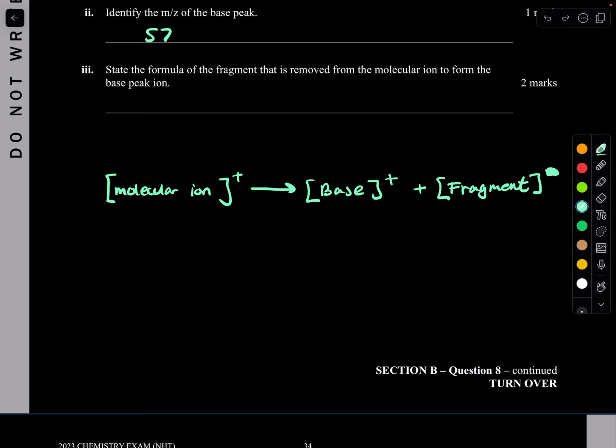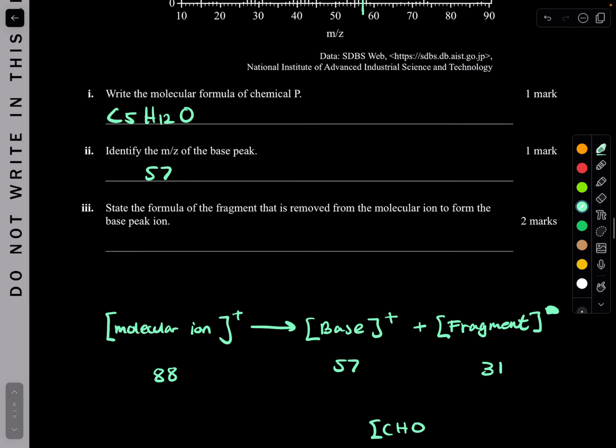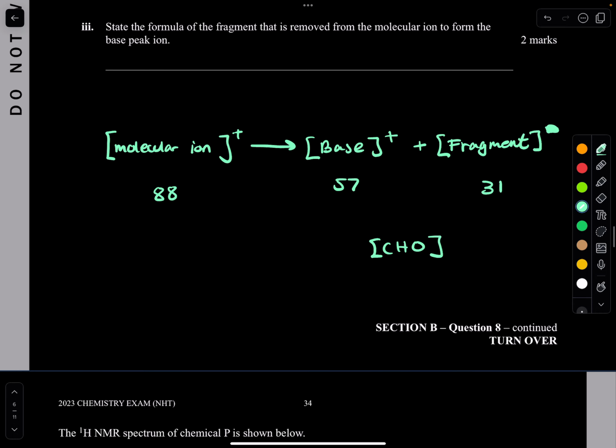How do we do that? Quite easy. We know the molecular ion peak is 88, that's the molar mass, and the base peak we just calculated was 57. What's 88 minus 57? This tells me that the molar mass of this fragment has to be 31. Let's guess. Normally fragments are like CHO, in this case, yes, because it has oxygen. Is that 31? Let's check: 12 plus 16 plus 1 is 29, so close, just 2 more. So the hydrogen has to have 3.